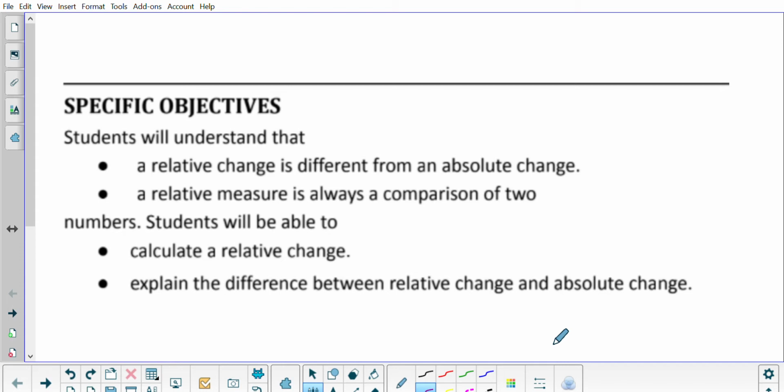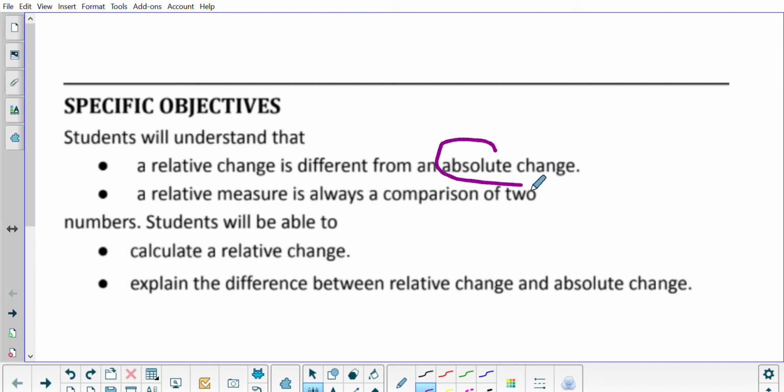So the objectives for today: students will understand a relative change is different from an absolute change. A relative measure is always a comparison of two numbers, and students will be able to calculate a relative change and explain the difference between relative change and absolute change. Okay?